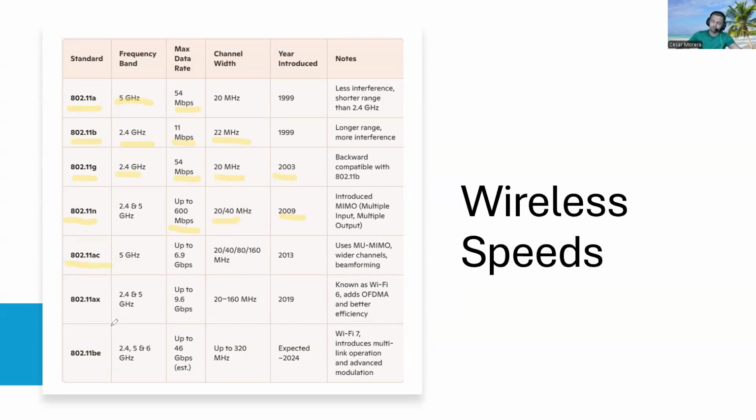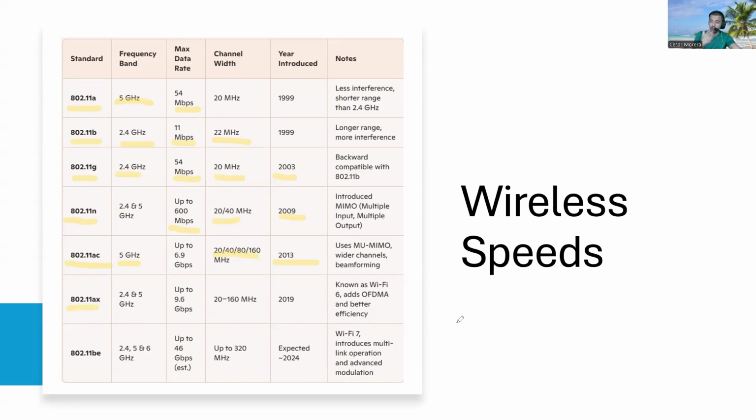Then we have 802.11ac, 5 gigahertz, and up to 6.9 gigabit per second. It has coverage of 20, 40, 80, and 160 megahertz. It was developed in 2013. It uses MU-MIMO, wider channels, and beamforming.